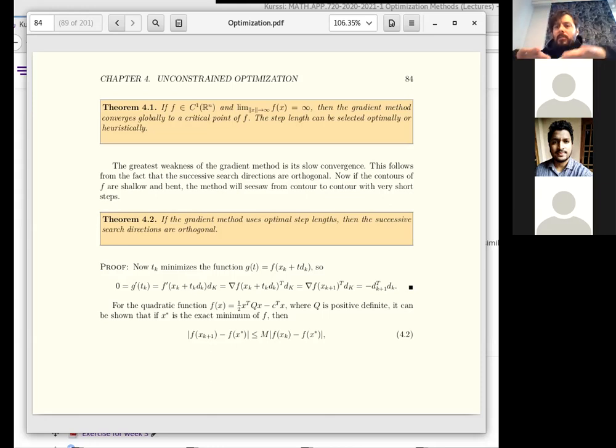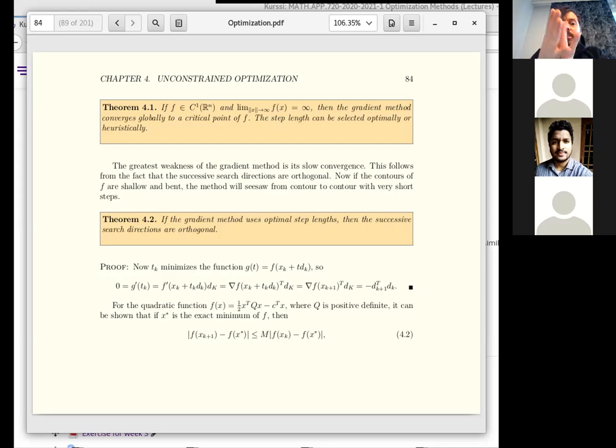But if this doesn't happen, so if you go anywhere, it starts increasing, at least it goes to infinity in all directions, then by going in the negative direction of the gradient, we're guaranteed to converge to a critical point. It doesn't mean that it finds the global optimum, but at least it converges to a critical point, a critical point being where the gradient is 0.